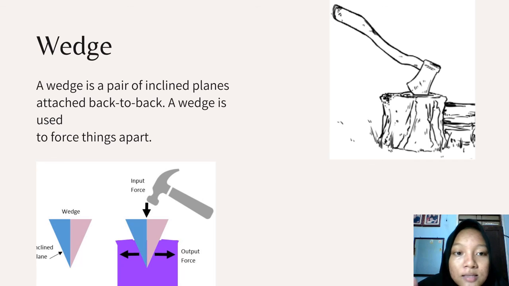And this is the last, the wedge. A wedge is a pair of inclined planes attached back to back. A wedge is used to force things apart. So this is the structure picture of the wedge, as you can see. And this is another example of the wedge. Have you ever seen someone chop wood with an axe? Yes, the head of an axe is a wedge, as the picture says.